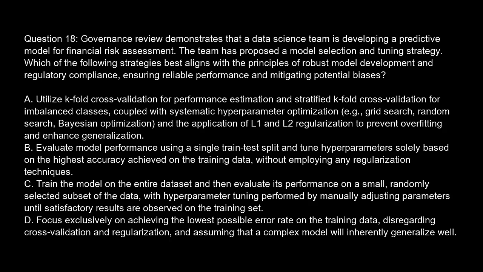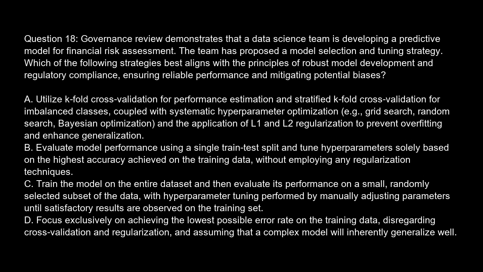Option A. Utilize k-fold cross-validation for performance estimation and stratified k-fold cross-validation for imbalanced classes, coupled with systematic hyperparameter optimization, e.g., grid search, random search, Bayesian optimization, and the application of L1 and L2 regularization to prevent overfitting and enhance generalization. Option B. Evaluate model performance using a single train test split and tune hyperparameters solely based on the highest accuracy achieved on the training data, without employing any regularization techniques.